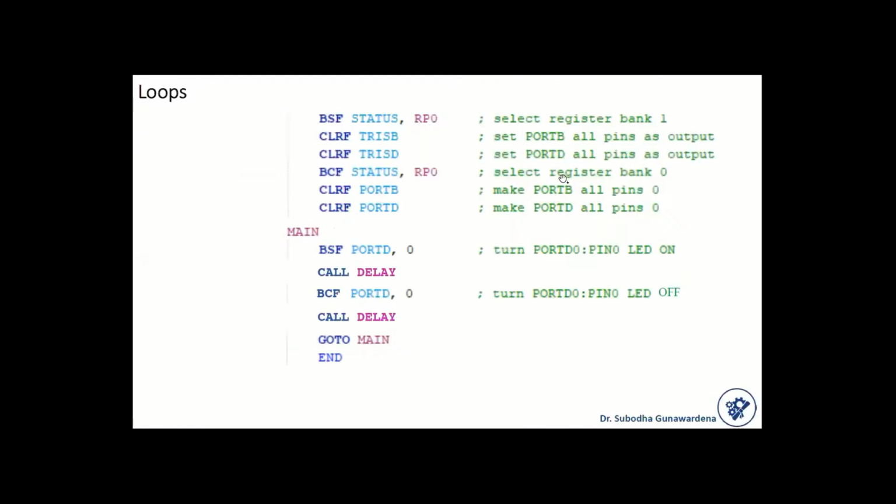Now our main program will be same as before. I'll be clearing the direction registers, clearing the port registers, coming to main, set the 0th bit of port D register and go into that particular written delay function. And once it exits the delay function, then I'm clearing port D's 0th bit, and again I'm going into the same delay function. Once the delay function is cleared, I'll be coming back to main program. So this will go on like this.